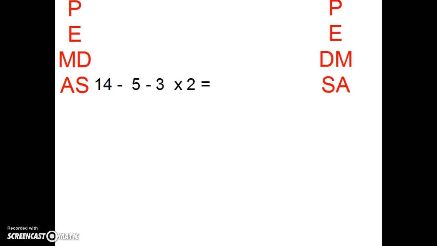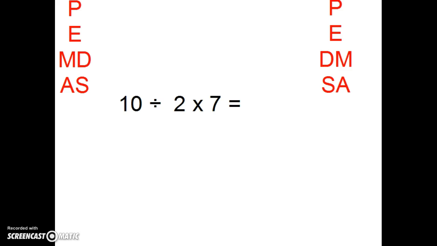We got a couple more steps in here. Subtracting, subtracting, and multiplying. Well, first, we're going to do the multiplying. So now we have 14 minus 5 minus 6. They're both subtracting, so I'm going to do the subtraction that's first. 14 minus 5 is 9. 9 minus 6 gets me to a 3.